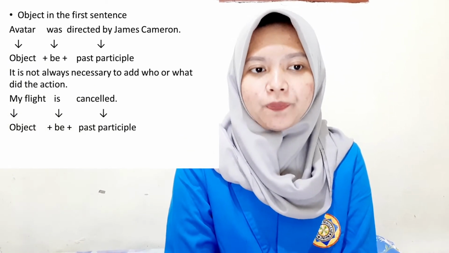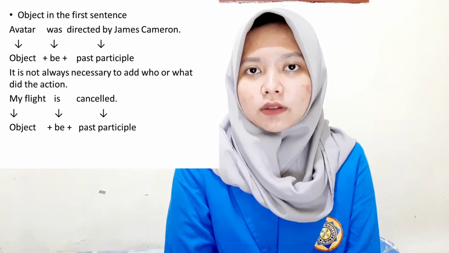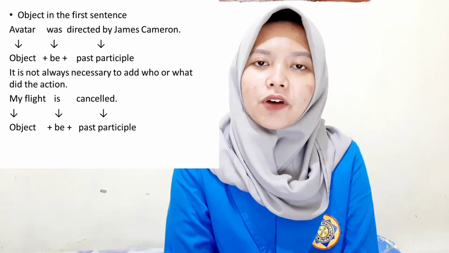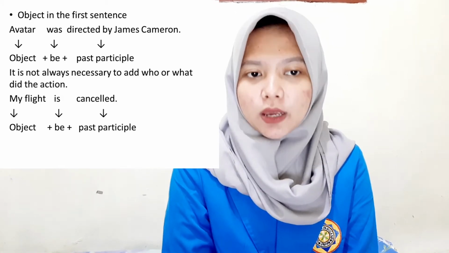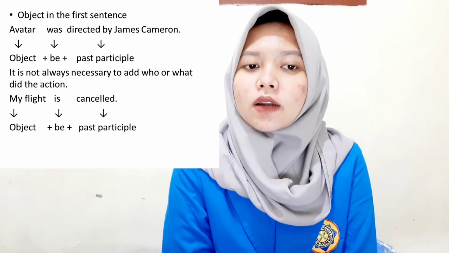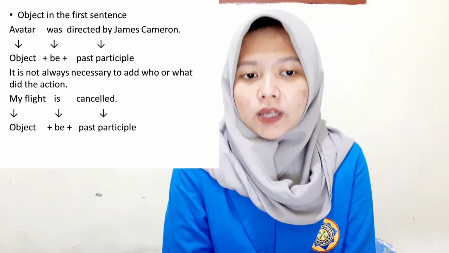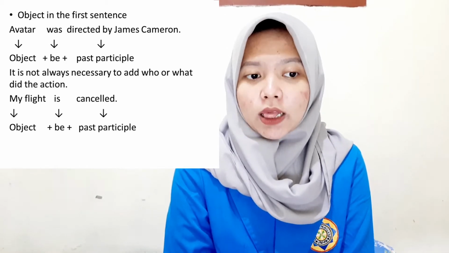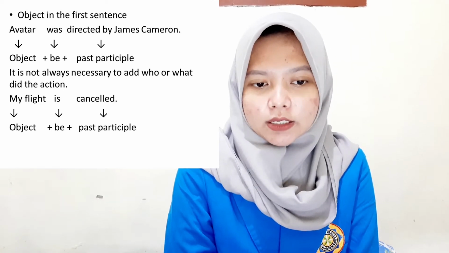For example, Avatar was directed by James Cameron. Avatar is the object, was is be, and directed by James Cameron. Directed is past participle or verb 3. It's not always necessary to add who or what did the action. For example, my flight is cancelled. My flight is the object, is be, cancelled is past participle or verb 3. So, that is about the passive voice.